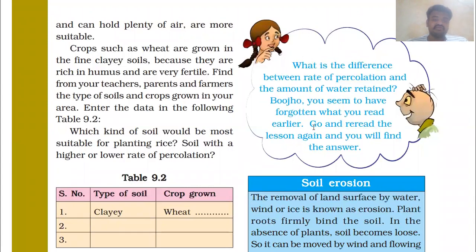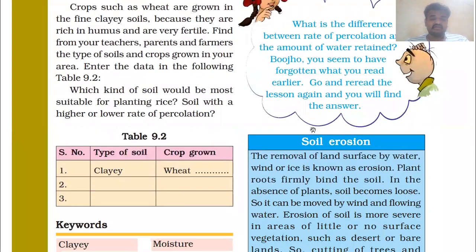Find from your teachers, parents, and farmers the type of soils and crops grown in your area. Enter the data in the following table. Which kind of soil would be most suitable for planting rice? Soil with a higher or lower rate of percolation? So this is the last experiment you are given, in this table 9.2.